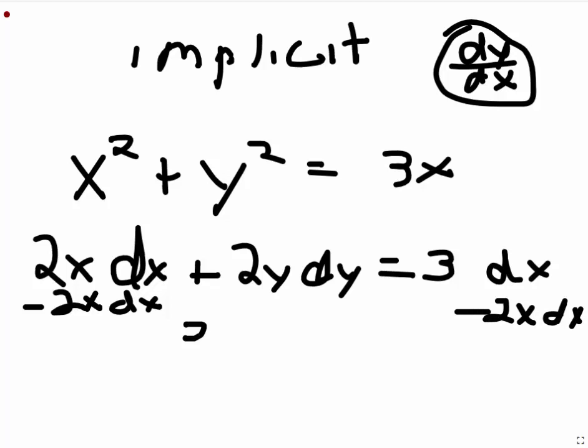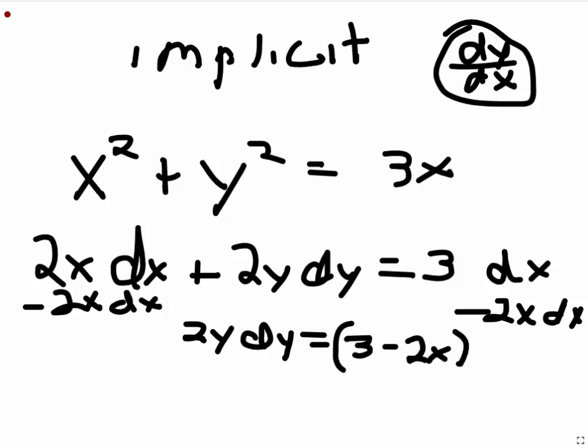I want to put it over here with the dx's. So I end up with 2y dy equals 3dx minus 2x dx. So what I'm going to do, for sake of time here, I'm going to pull out that dx because they both have a dx in common. So notice if I distribute that, I get this back. So I'm kind of skipping a step there to go quickly.